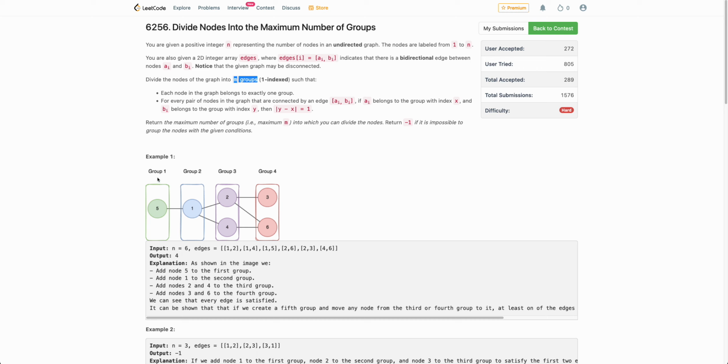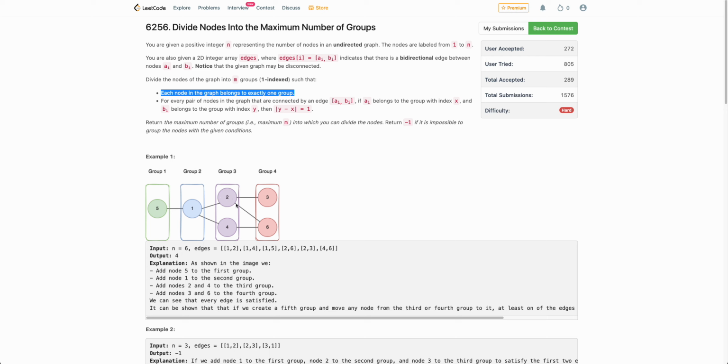In this particular example, this is a graph, and one possible division into four groups is something like this. You can see both conditions are satisfied. The first condition, each node should belong to exactly one group: every node belongs to exactly one group, either 1, 2, 3 or 4. And whatever edges are there, if two nodes are connected by an edge, they always belong to adjacent groups.